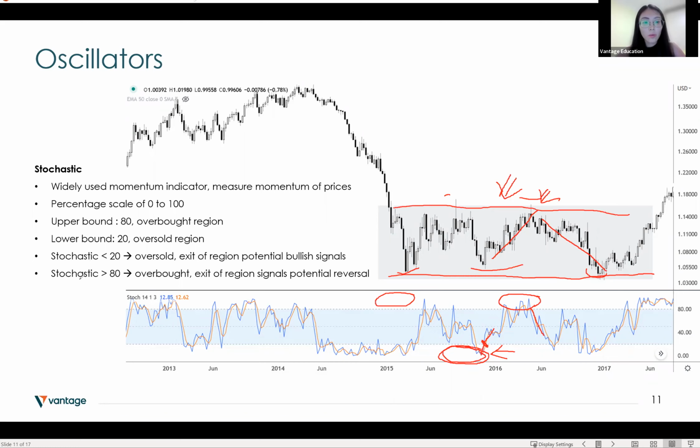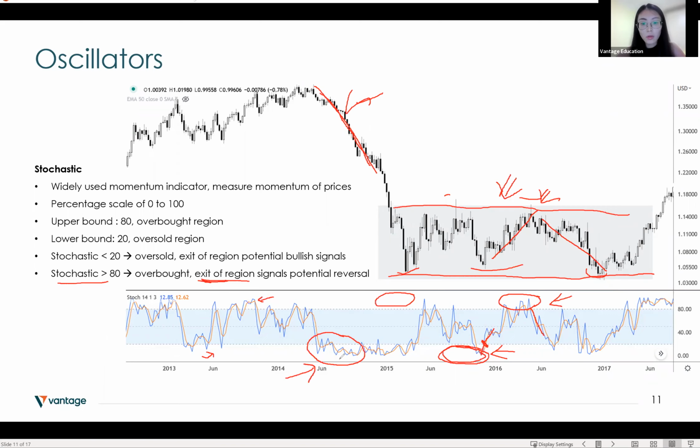And in general, when stochastics is above 80, it's in an overbought region, and we want to wait for the exit of the region. This is important as well. Not just trading once price enters into this region, but waiting for the exit, because as we covered in the previous session, oscillators can stay in overbought and oversold regions for extended periods of time. You can see in this earlier example, in a previous strong downtrend, even though prices are pushing lower, you saw this consolidation.